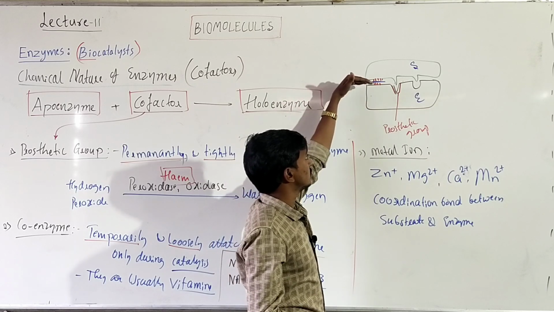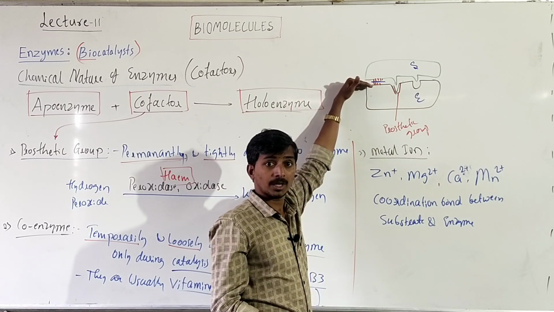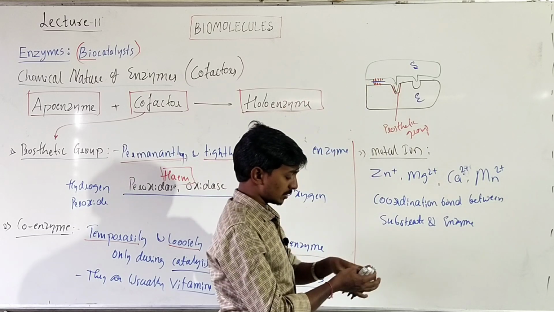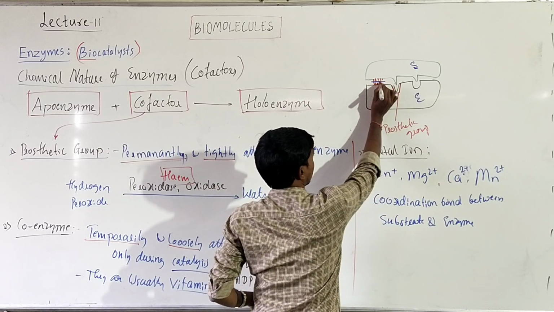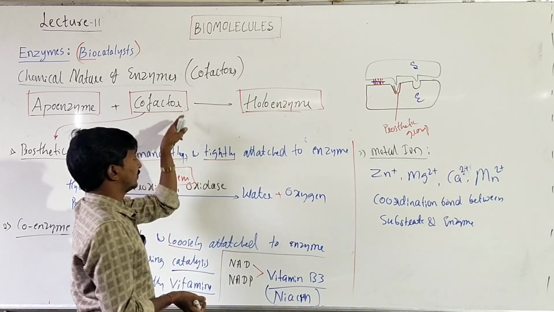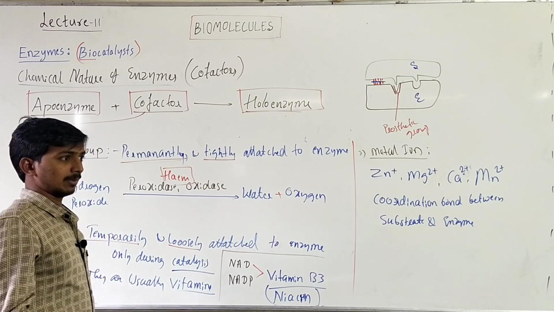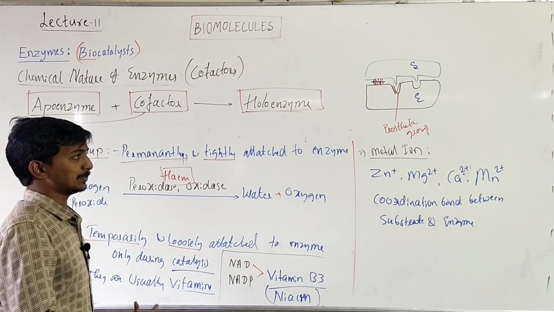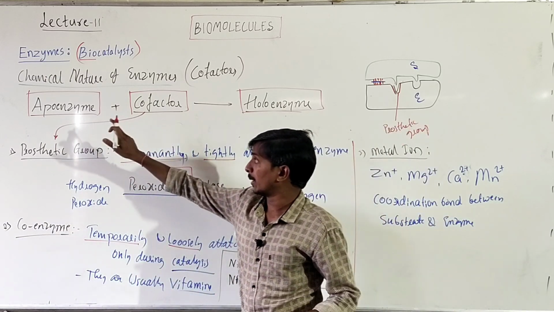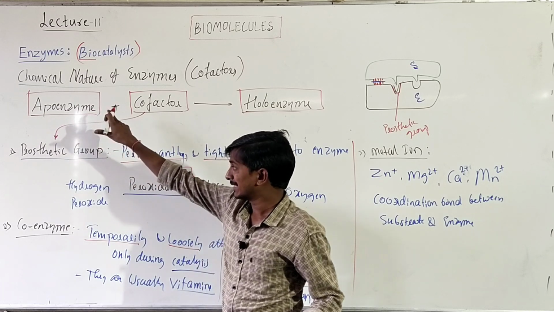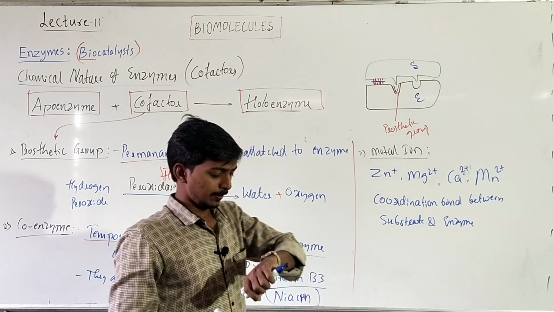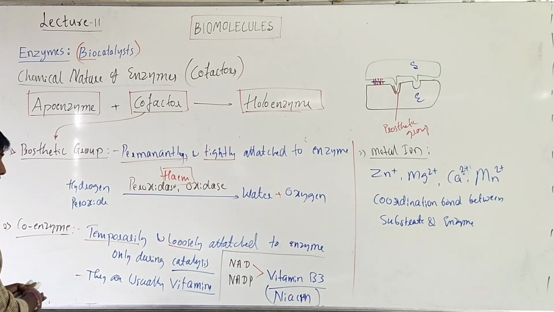Okay, so the metal ion is lying in the middle, but it will form a coordination bond towards the substrate and a coordination bond towards the enzyme, so that both attach properly and the catalysis will be faster. Catalysis will be at normal, active speed, right? Like this, along with the apoenzyme, the protein part, these three non-protein parts also help the enzyme in proper catalysis.